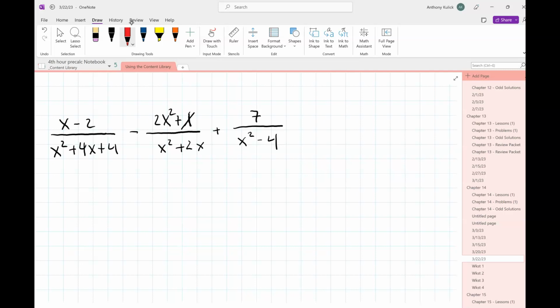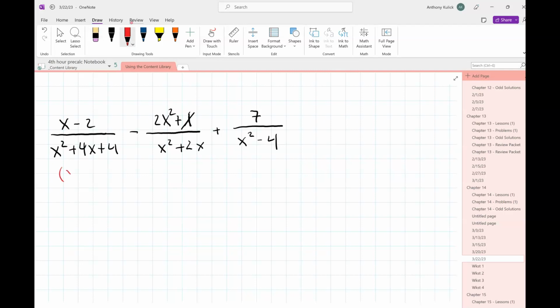All right. Last example. What do we want to start by doing? Factoring. X minus 2, that's prime. Can't do anything with that. How do I factor x squared plus 4x plus 4? X plus 2 and x plus 2.